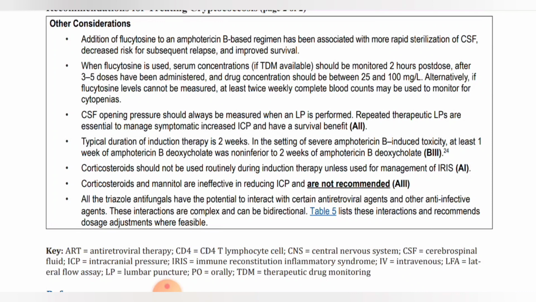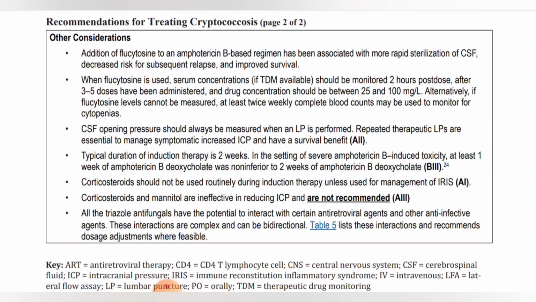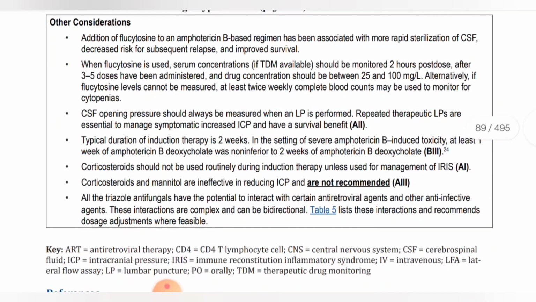This was the previous recommendation for the induction phase. Now this is the CDC recommendation, whereas WHO suggests 1 week of induction therapy, that is amphotericin B with flucytosine. Corticosteroids should not be routinely used in induction, other than for IRIS. To reduce the ICT, where the patient will be having headache and so on, corticosteroids and mannitol are ineffective, which is why it is recommended that you do therapeutic tapping.